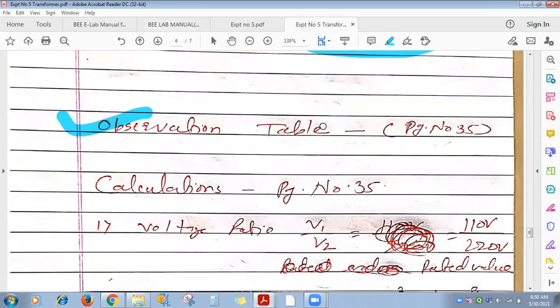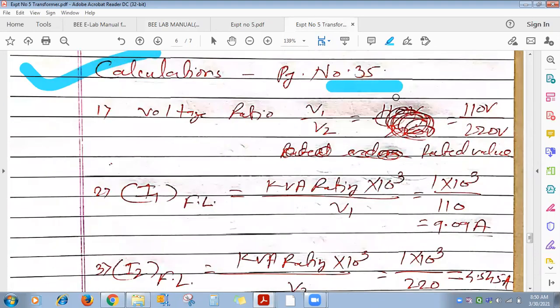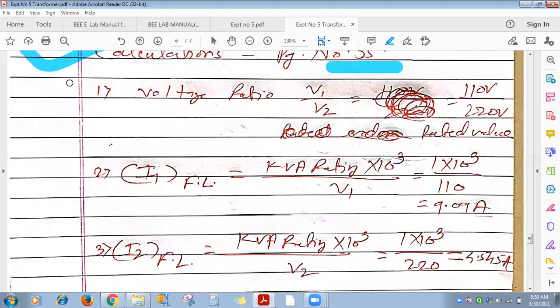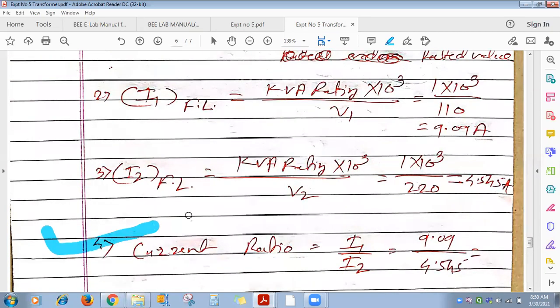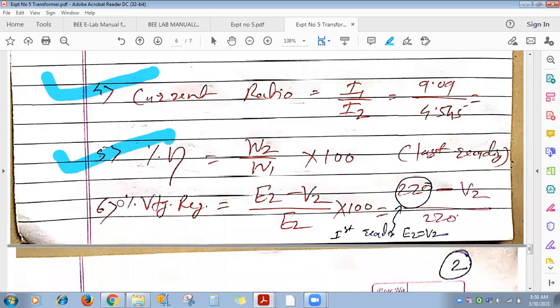See, below this the calculations are there. Here I have done calculations, or it is there on page number 35 in the lab manual. The first 4 calculations you have to do from specifications. Specifications means what? 1 kVA, 110 volt and 220 volt. These values you have to use. And the 5th and 6th calculations are the sample calculation of efficiency and voltage regulation, which you do from the last reading, that is the 6th one.